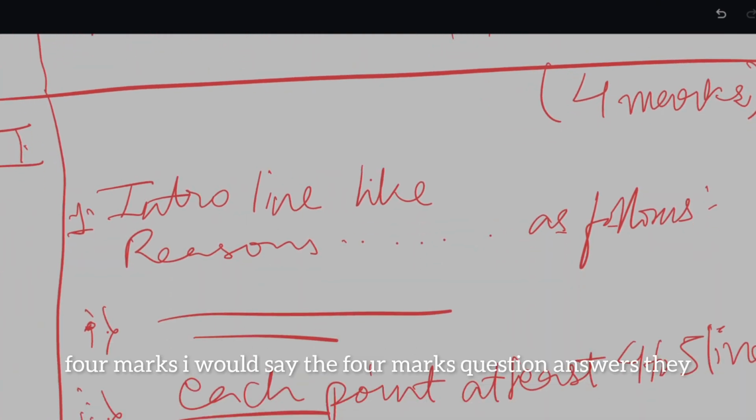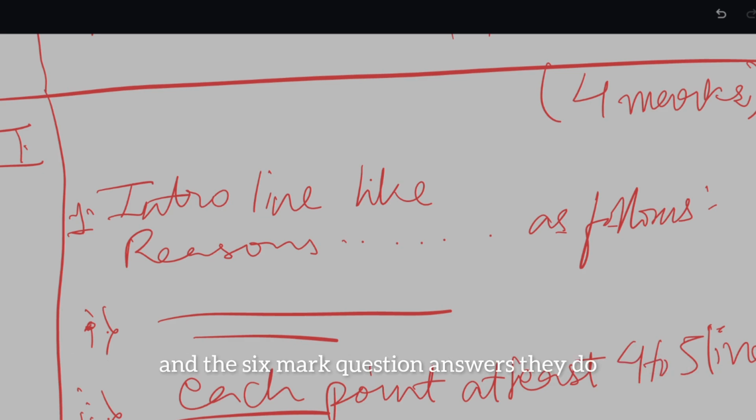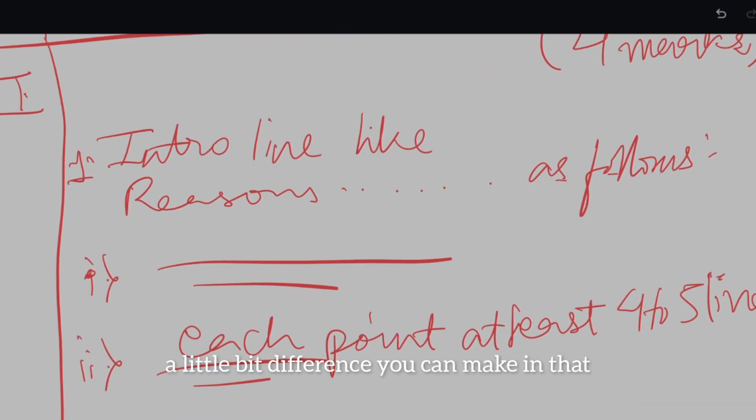Now, I would say the 4 mark question answers and the 6 mark question answers do not have much difference. Sometimes you would find 6 markers that came in a previous year in 4 markers, and 4 markers that came in a previous year in 6 marks. So there's not much difference in both of them, but you can make a little bit of difference in the structure.